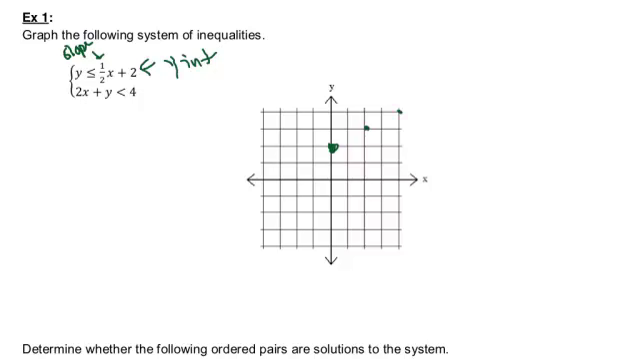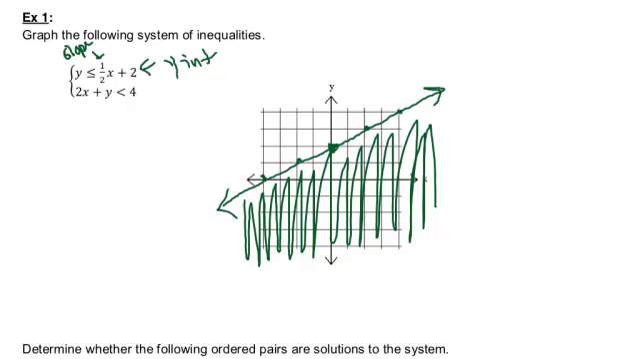Again, we can put multiple points on our graph, and notice it is a solid line because it's or equal to. Then we need to shade. It's less than or equal to, so if we put our pen on the line, we're going to shade below the line. Then we're going to look at our second equation. We have 2x plus y is less than 4.